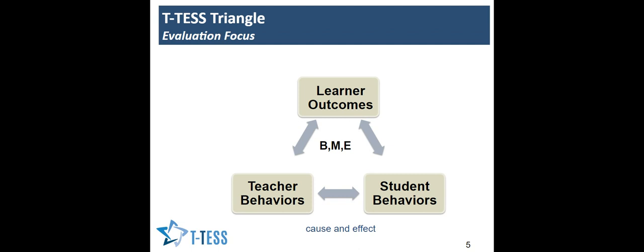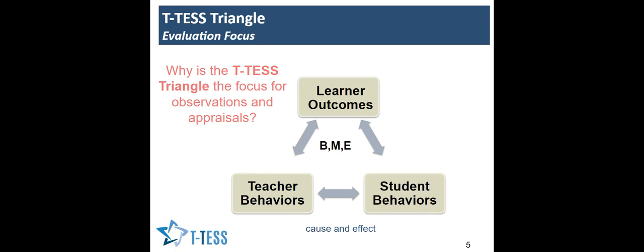The T-TESS Triangle represents the focus of lesson observations and appraisals. Each observation is anchored in the lesson outcomes. What do we expect students to know and be able to do as a result of this lesson? That said, why is the T-TESS Triangle the focus for observations and appraisals? And what does that mean for you, the teacher?